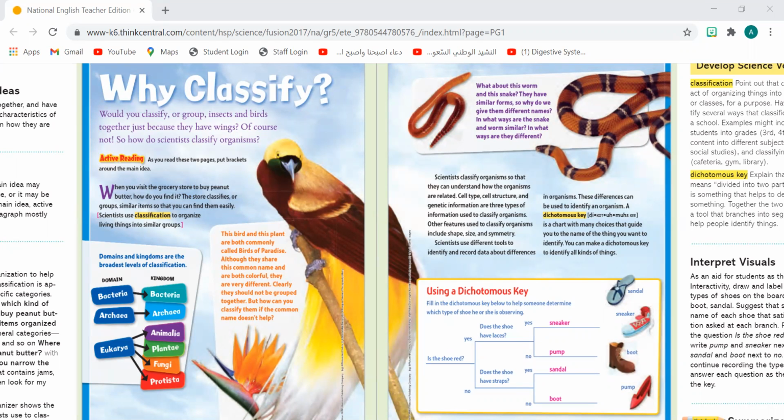Now, please tell me, what is the smallest part of all classification? All these classifications: kingdom, phylum, class, order, family, genus, species. What is the smallest? Species. Species, excellent. What is bigger than a species? Genus. Yes, it's a genus.